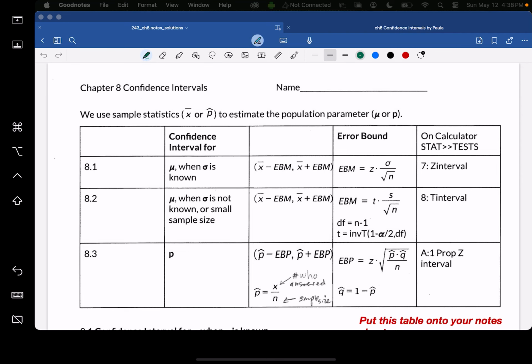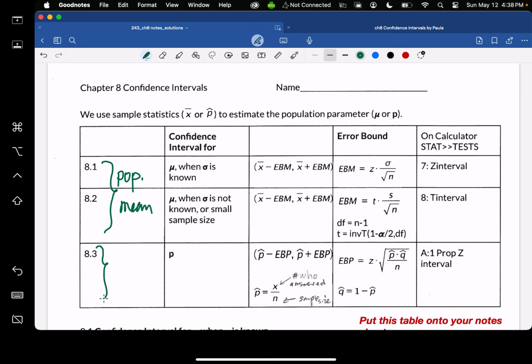So at the top of your notes page, there's a table that provides an overview of Chapter 8. In 8.1 and 8.2, both of those involve building a confidence interval for mu, the population mean, and 8.3 involves a confidence interval for the population proportion.